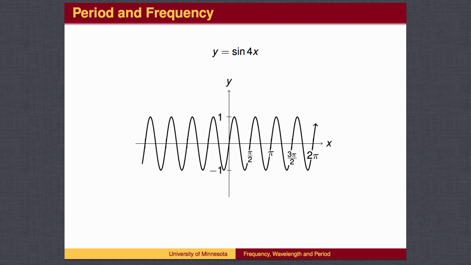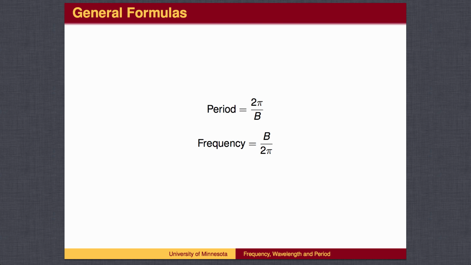For y equals the sine of 4x, the wave should be 4 times as narrow, so that instead of going through a full wave every 2 pi, it goes through a full wave 4 times as fast, or every pi over 2. The wavelength, or period, is pi over 2. In general, the period is 2 pi divided by b. The frequency in this example is 4 over 2 pi. In general, the frequency is b divided by 2 pi. Here are the formulas for period and frequency.